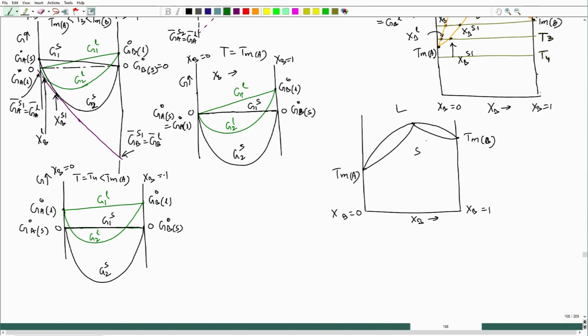Over the entire composition range, I see solid has the lower free energy. That means solid would be stable over the entire composition range. The plot has temperature going this way and composition varying this way, and we are getting a plot like this, and in here we will have solid 1 plus liquid and here we will have solid 2 plus liquid. Those will be the stable phases in between those two eyes.